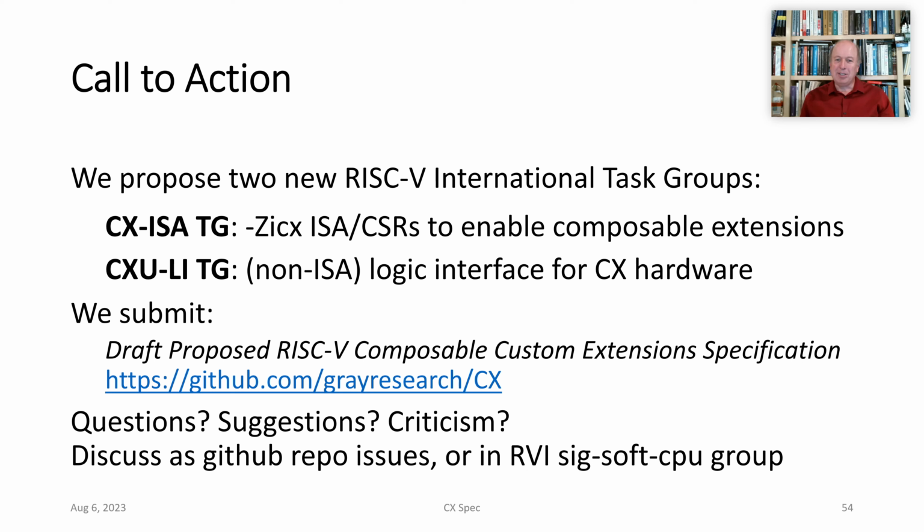if you're concerned that RISC-V may be adding too many standard extensions to the enduring complexity of the platform, if you think we all ought to be able to share and build on each other's good work, if you think we need fewer silos and less fragmentation of our ecosystem, then I hope you'll participate in, or at least support, our proposal to start 2 new RISC-V International task groups, the CX ISA task group and the CXU-LI task group. For our part, we'll submit our draft composable extension specification.